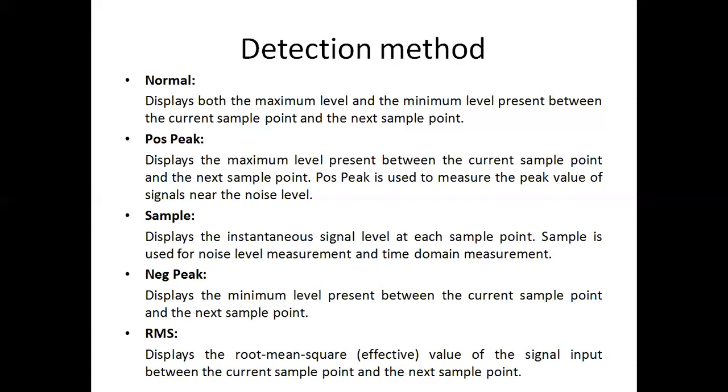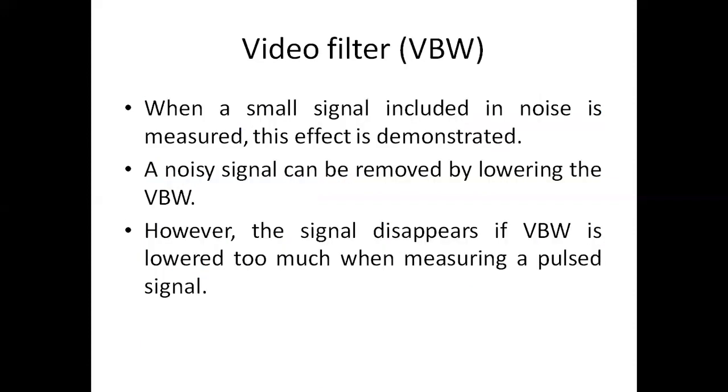If you need to measure the negative peak, we will use the negative peak detection method. Similarly, the normal will measure both the maximum level and minimum level. So based on our requirement, these detection methods will change. And the next characteristic is video filter.